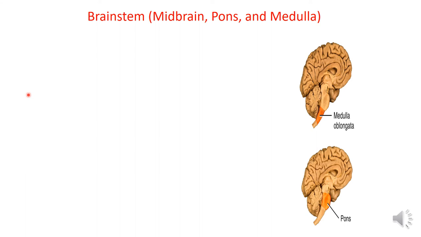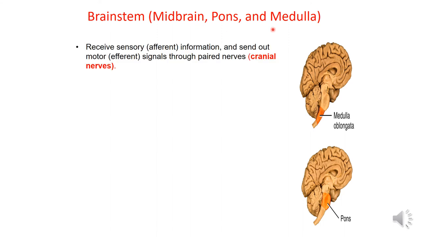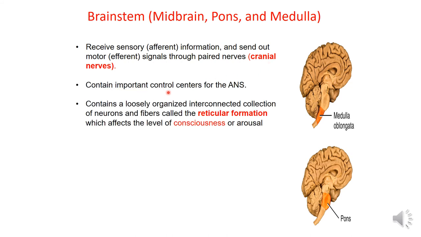Brainstem: midbrain, pons, and medulla oblongata. They receive sensory information and send out motor signals through the cranial nerves. The brainstem contains important control centers for the autonomic nervous system, like the cardiac acceleratory center, cardiac inhibitory centers, and the center that controls activity of the gastrointestinal tract. All these are important centers for the control of the activity of the autonomic nervous system.